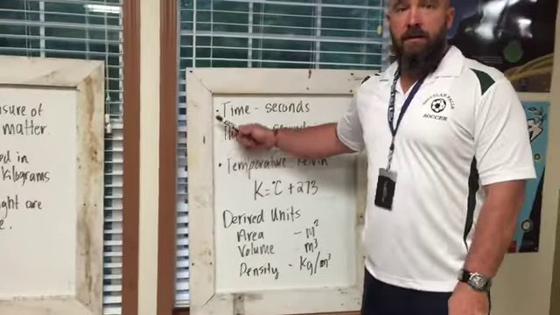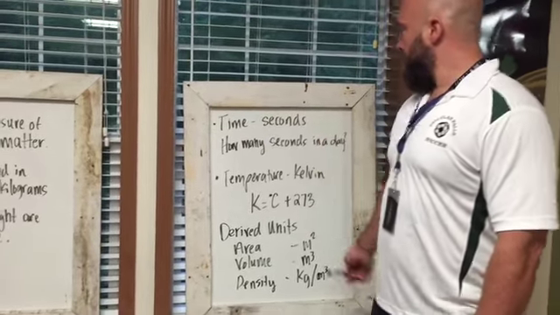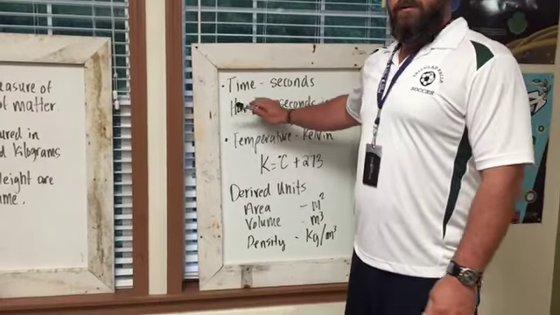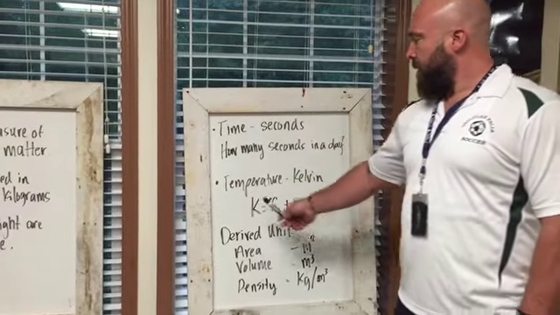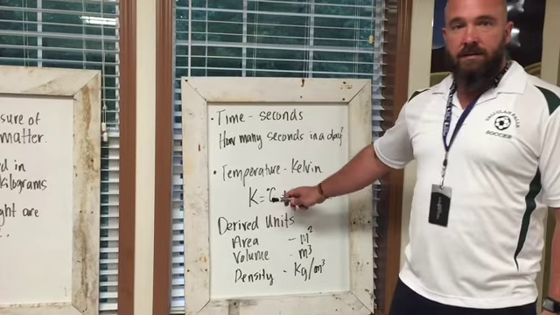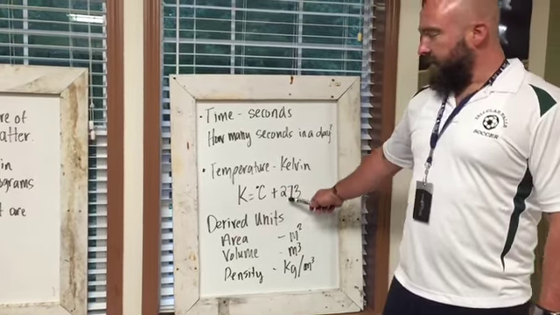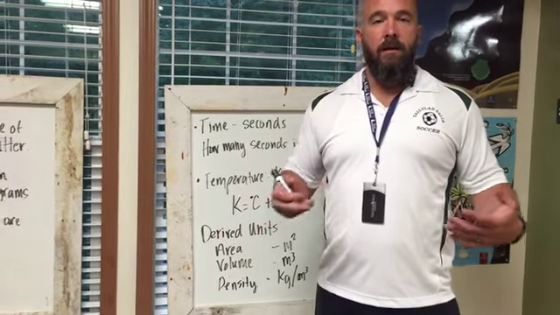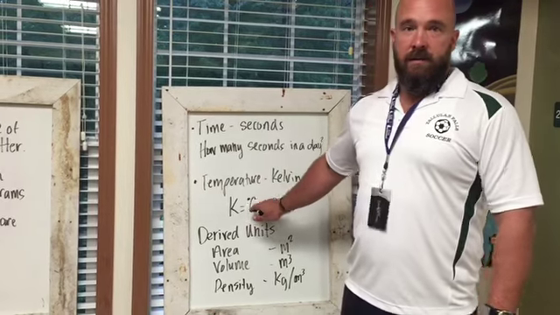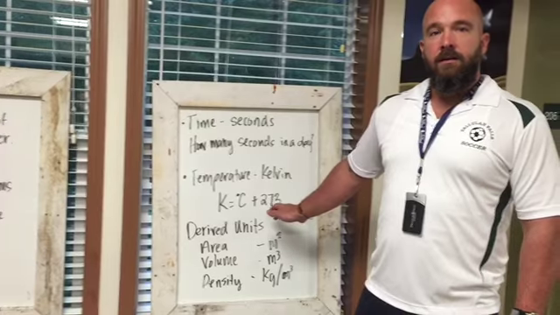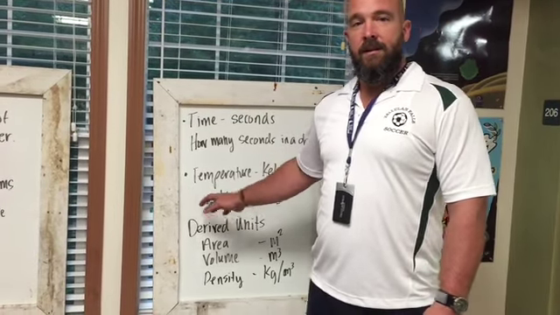And then over here, time, and the SI system is measured in seconds. So if you had to make up an equation to figure this out, what would that look like? How many seconds are in a day? Temperature is Kelvin, and to figure out Kelvin, you take the degrees Celsius and add 273. Okay? So the freezing point of water is 0 degrees Celsius, which means the freezing point of water in Kelvin is 273. So 0 degrees Kelvin is absolute zero.